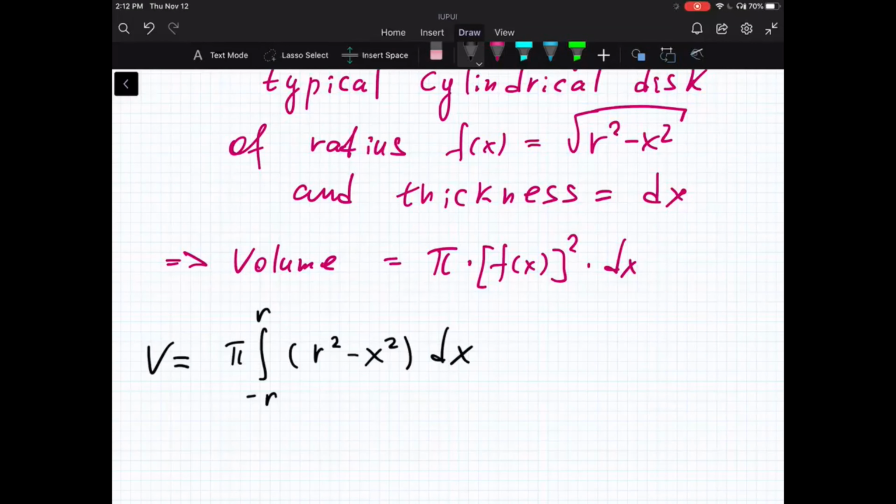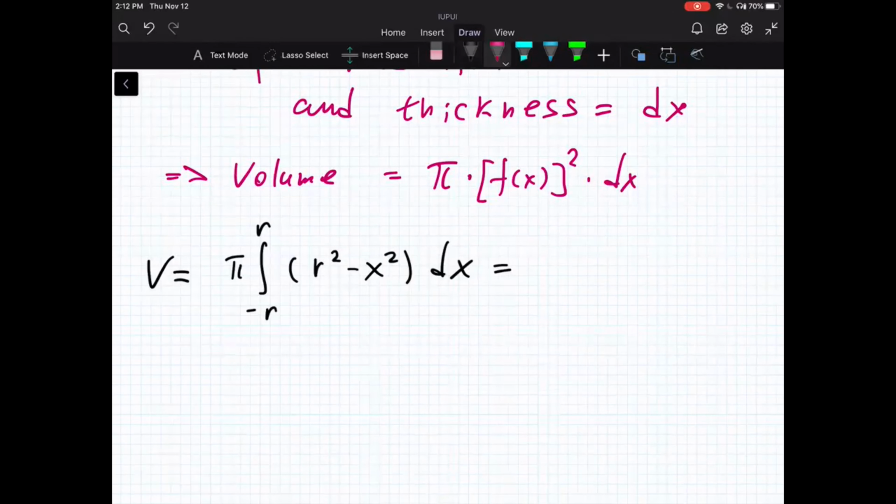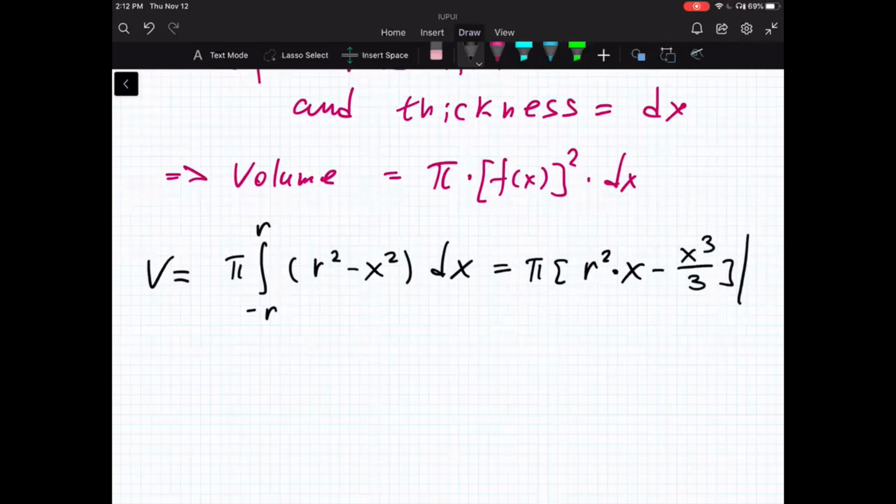And the rest is quite simple because I need to integrate a polynomial. First of all, r is a constant. So when I integrate it, I will get just r squared times x. And when I integrate x squared, I will get x cubed over 3. And by the fundamental theorem of calculus, this volume will be this function substituted from minus r to r. So I'll get pi. On the upper limit, I'll get r cubed minus r cubed over 3.